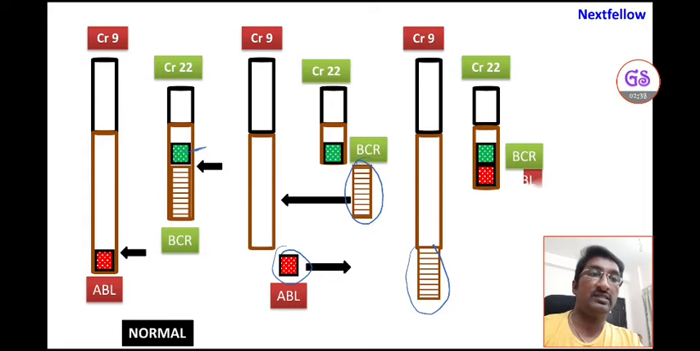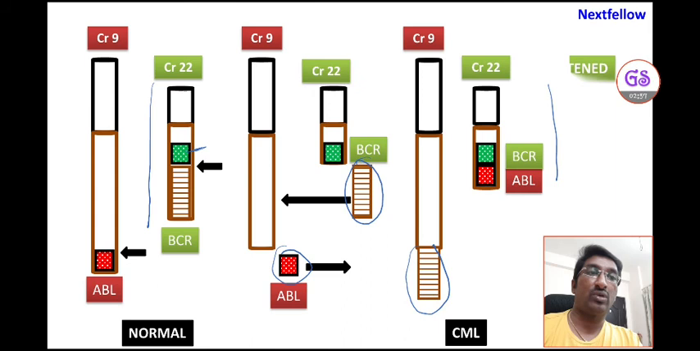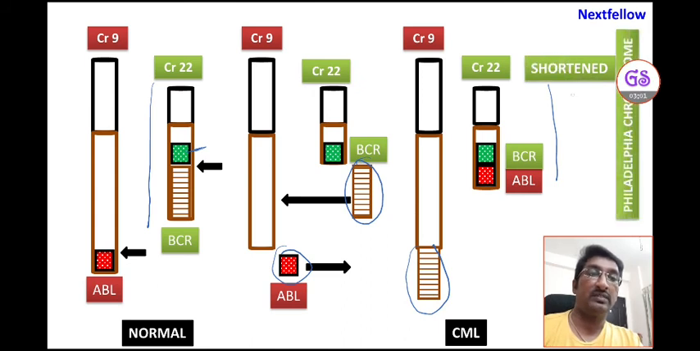So this results in development of the BCR-ABL fusion protein. Listen here, this is the length of chromosome 22 and this is the length of chromosome 22 in CML. So you can see the length of the chromosome is shortened. So this shortened derivative chromosome 22 is called the Philadelphia chromosome, and this is how it appears in CML.